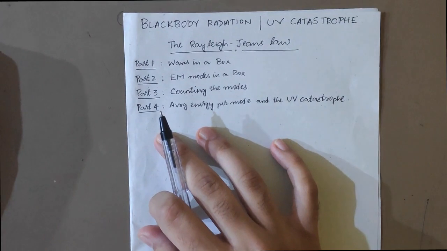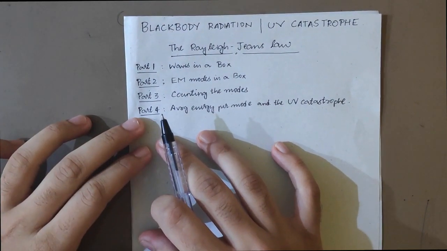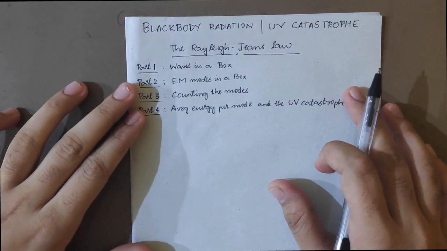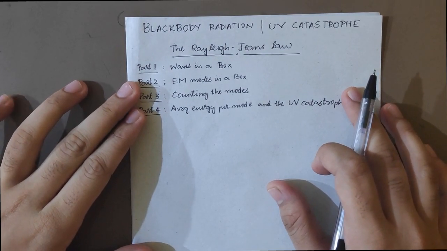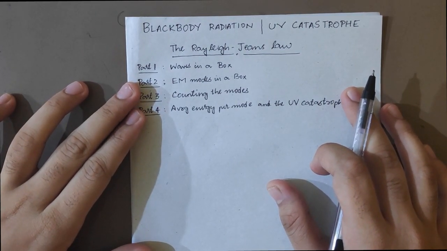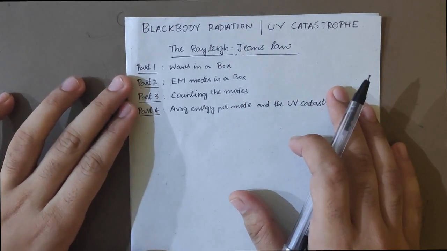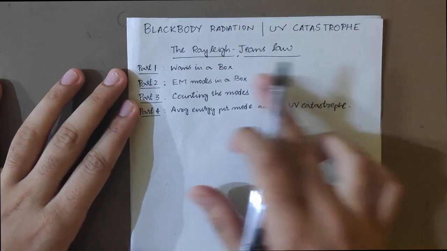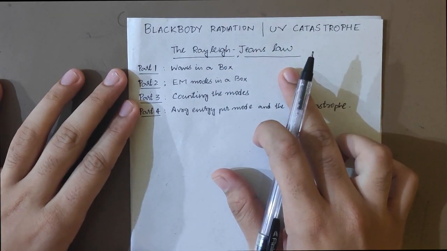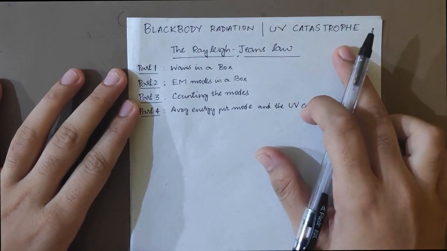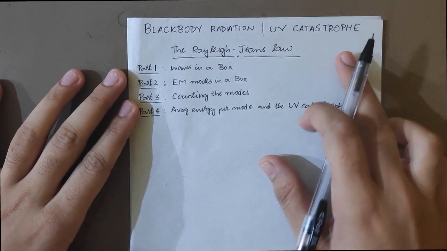Hello, welcome to the second part of the video on ultraviolet catastrophe and black body radiation. In the previous video, we talked about what a black body is and how it functions. In this video, we'll see a complete mathematical derivation of the Rayleigh-Jeans Law, which ultimately led to the ultraviolet catastrophe and then to the birth of quantum mechanics.